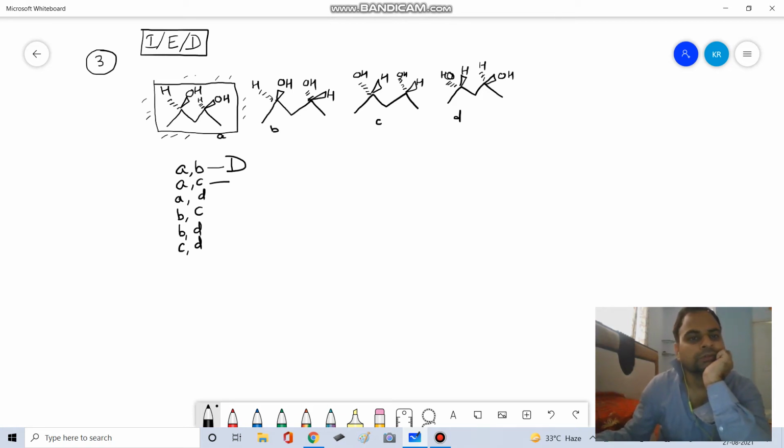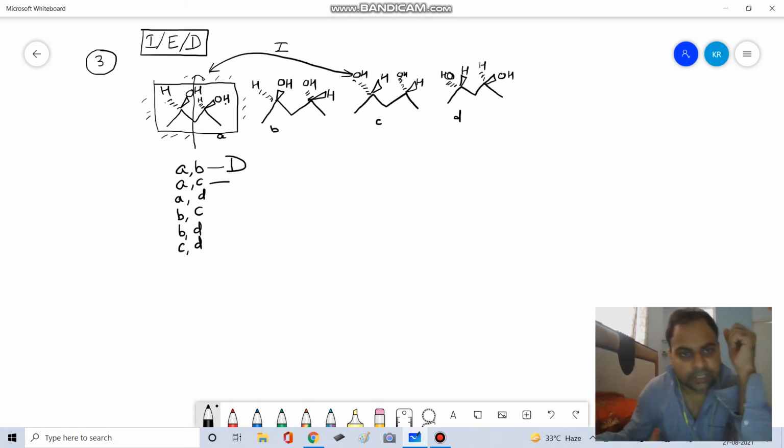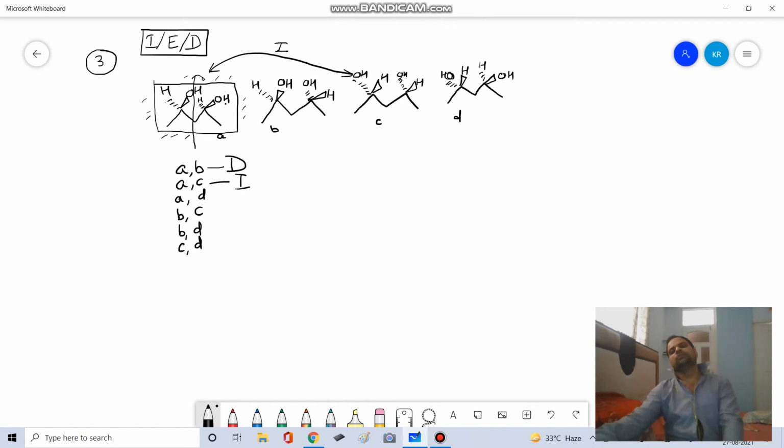If you rotate A by this axis, then this right side OH will come on the left side. It will be like this. So if you rotate A by this axis, it will be identical to C. So A and C are identical. If you say they are mirror images of each other and you write enantiomer, that's wrong, because you check the mirror image part only when you have proved that they are not superimposable. You have to keep this in mind.